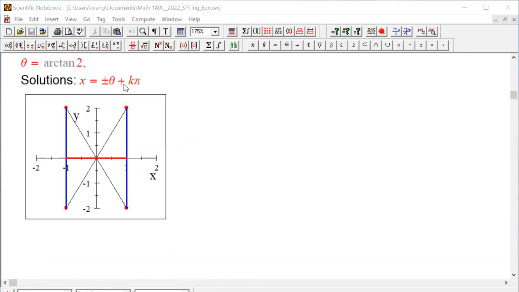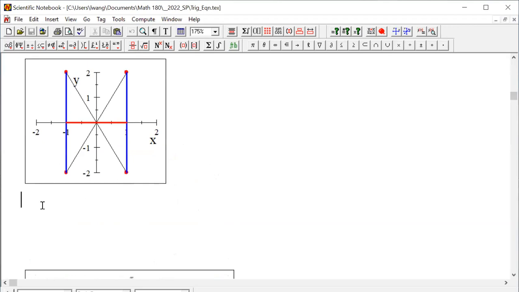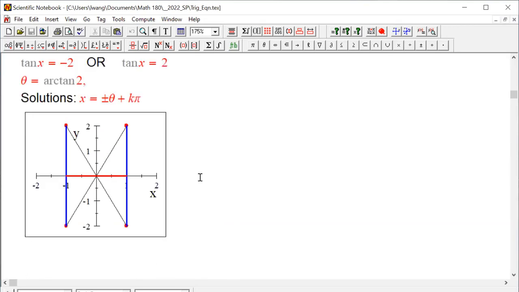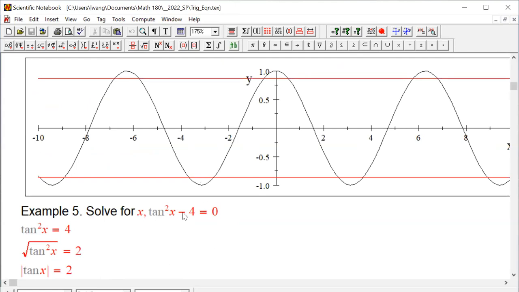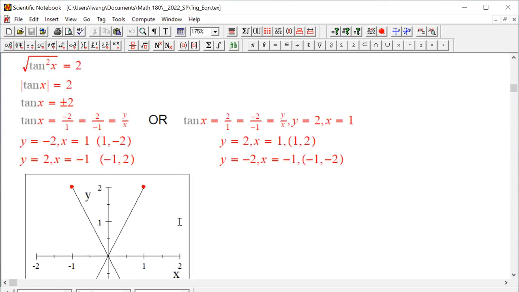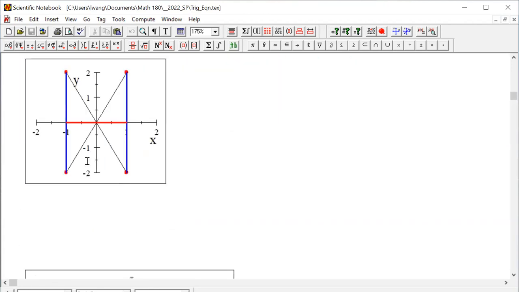Hello. In this lesson, we're going to continue to talk about solving trig equations with some more complexities. Last time, the last example we did was tangent squared minus 4 equals 0. This time we're going to continue on this, and this is going to be example number 6. The question I picked is, of course, from your homework. Okay, solve for x.